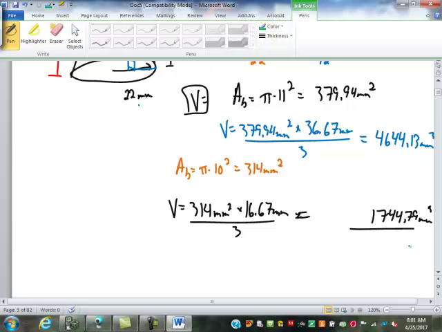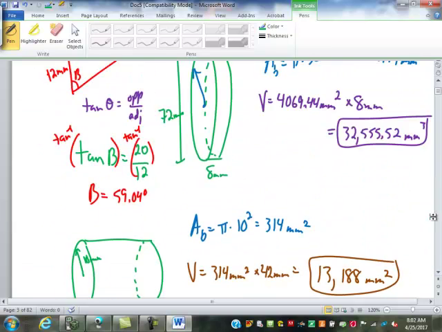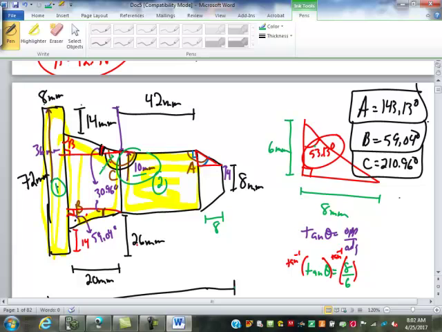Oh, what do we have there? 2899.34 millimeters cubed is going to be the volume of that frustum. So that's the volume of this piece here. Now we're going to do this piece here. So we've got a radius of 10 and a radius of 4 and a height of 8.